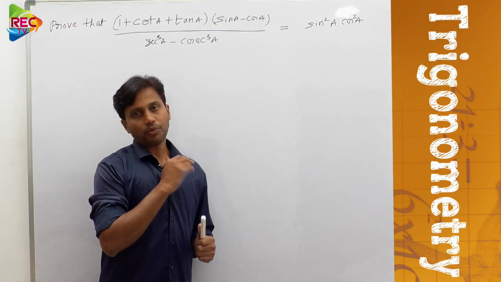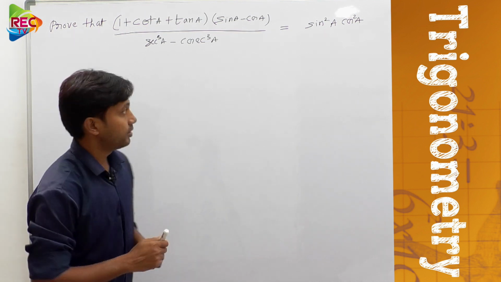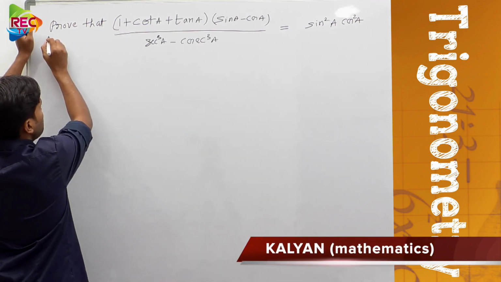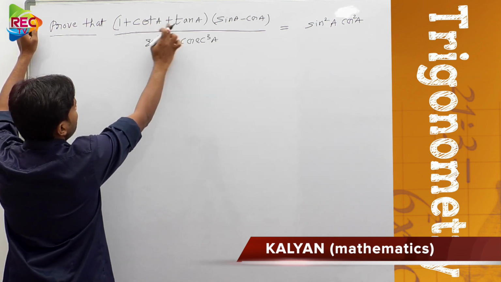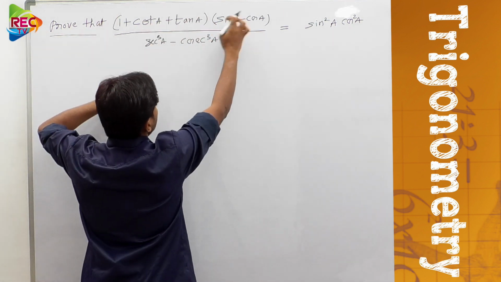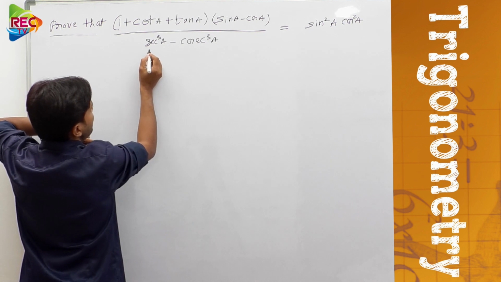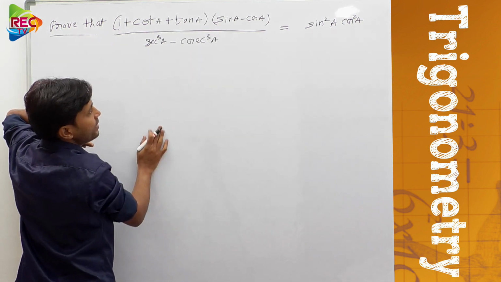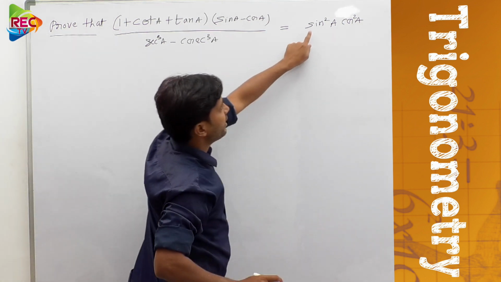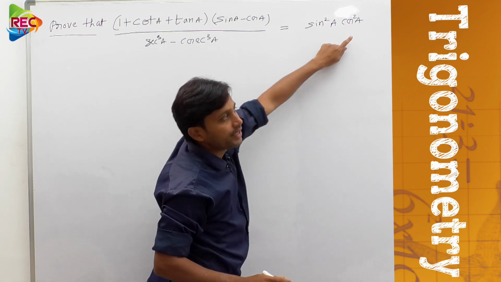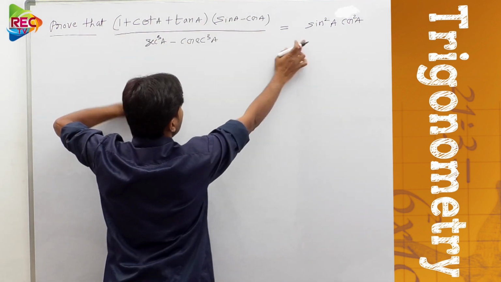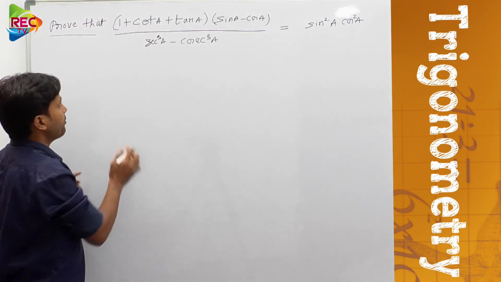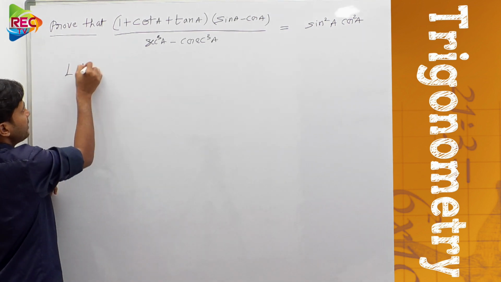Let us solve one more problem. Have a look at this. Here we need to prove that (1 + cot A + tan A)(sin A - cos A) / (sec³A - cosec³A) is equal to sin²A cos²A. That means we need to take the LHS part and get this. So, take LHS.